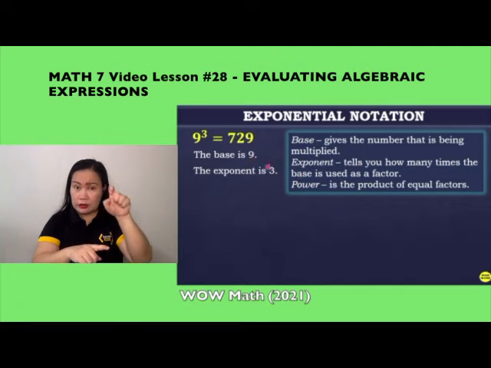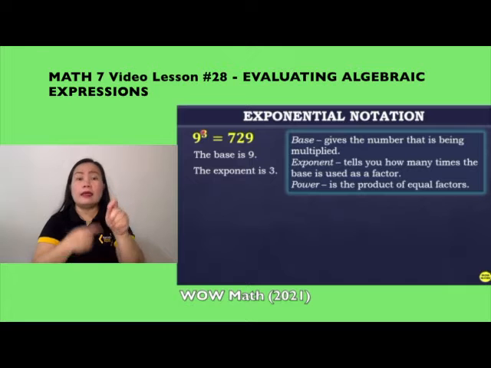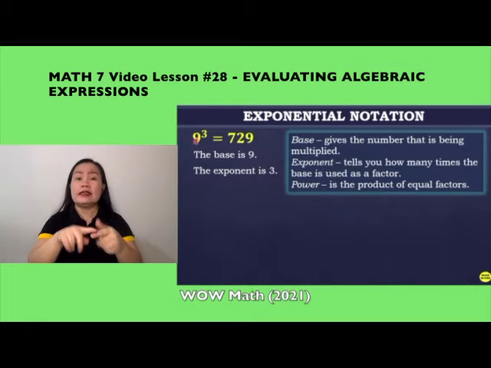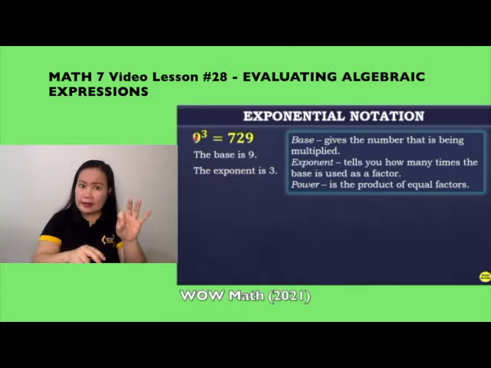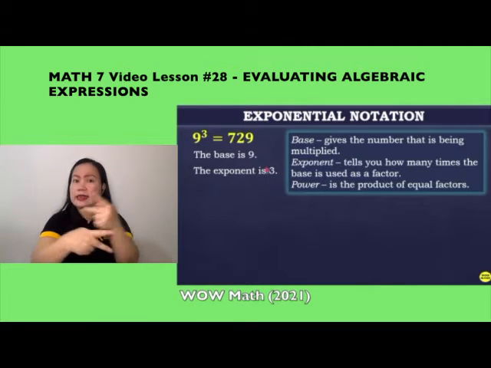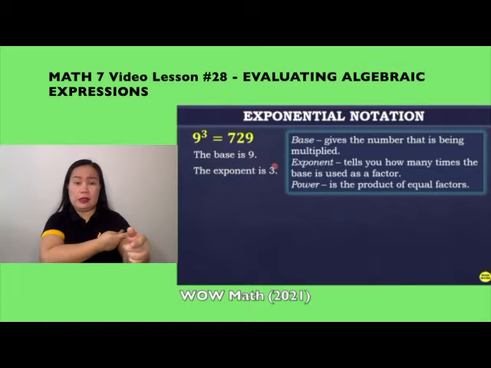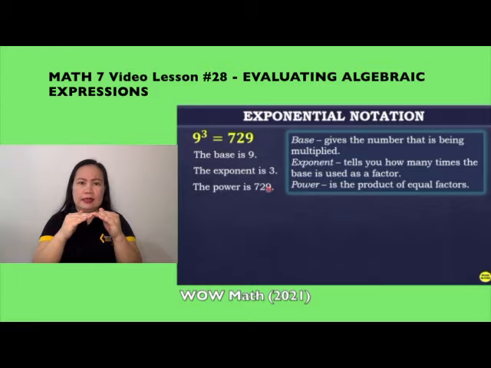Siya yung nagsasabi, it tells you how many times. So, kung ang exponent mo ay 3, ibig sabihin 3 times mong gagamitin si 9 as your factor. So, 9 times 9 times 9. So, that is the exponent. And then, the power, which is the product. So, the power is 729.